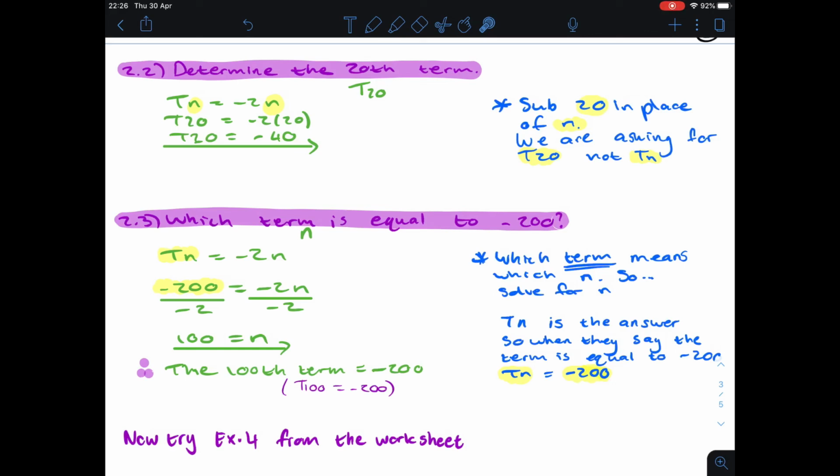So you will see that knowing these formulas will actually help you so much, because you don't have to write out these patterns at all. You can just write down the first 4, and then by using the formula, work out all the other missing parts instead of writing it out. So now you're more than welcome to try exercise 4 from the worksheet that we will be uploading.